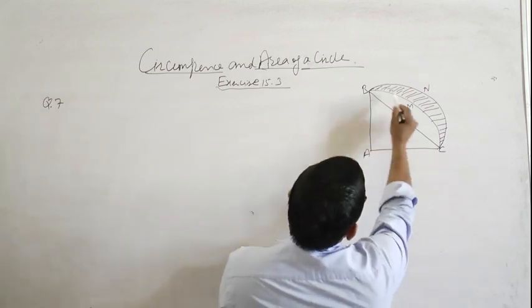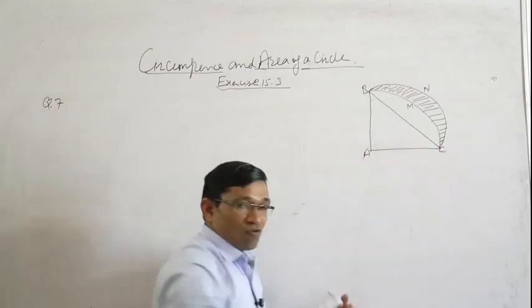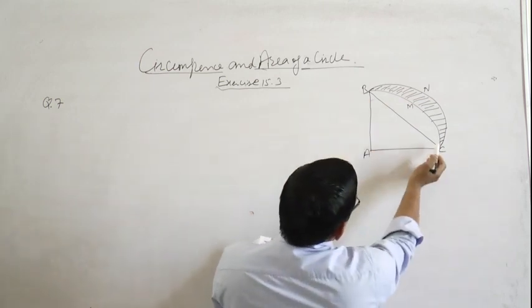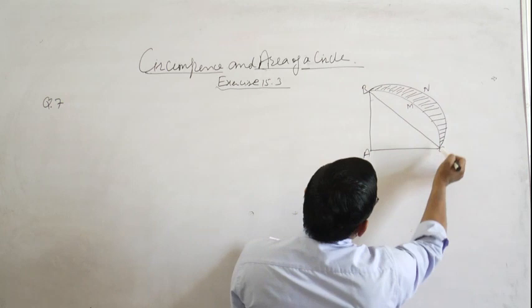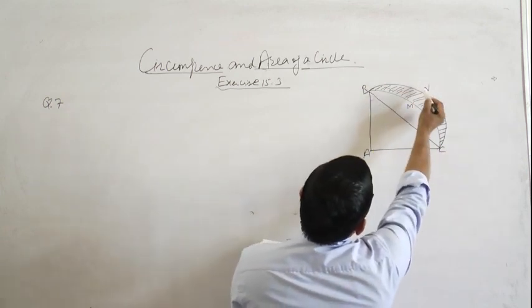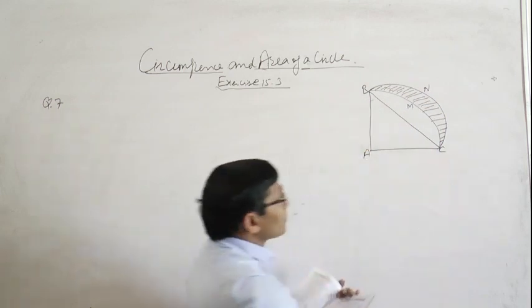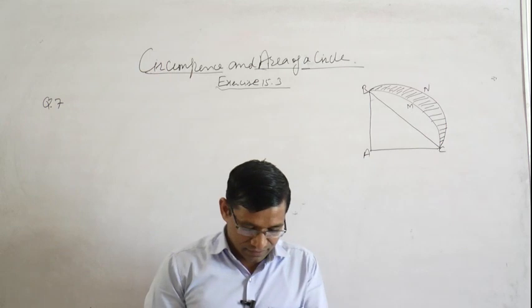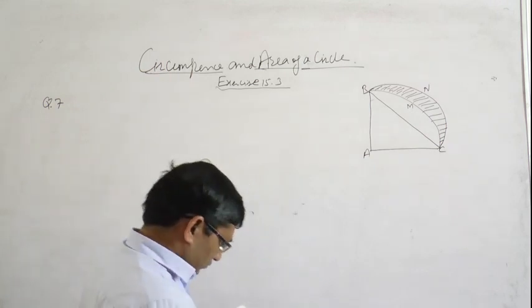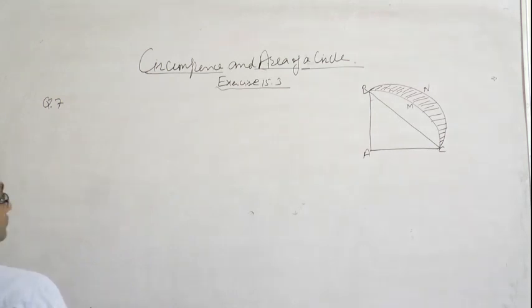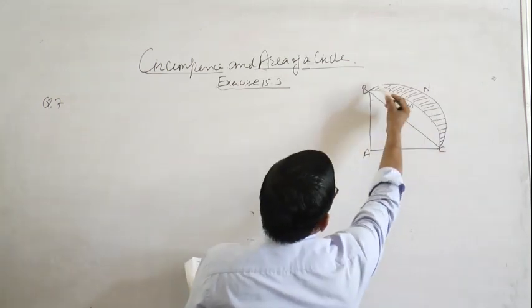So ABMC is a quadrant and BC is the diameter of the semicircle. The semicircle is BNC. Find the area of the shaded portion. We want to find out the area of the shaded portion.